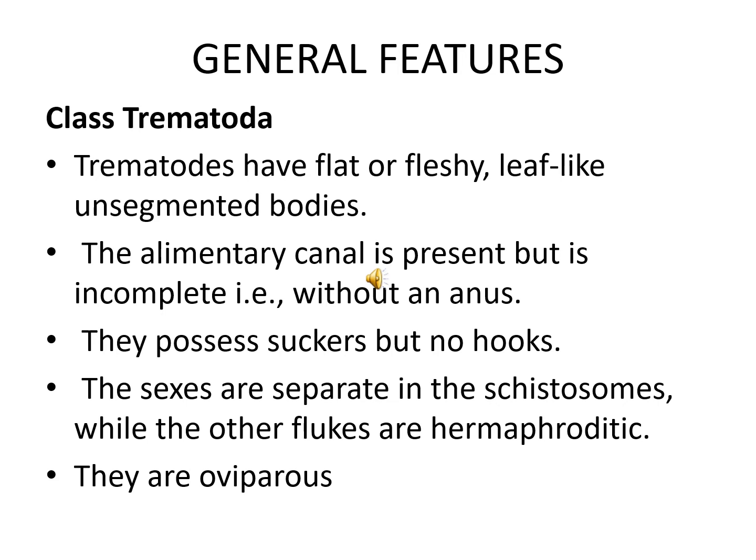So next is trematodes, and the morphology is a flat leaf-like structure, and it has unsegmented bodies. Alimentary canal present but incomplete. No anus. Possess suckers and no hooks. They are schistosomes where the sexes are separated, and some other flukes are hermaphroditic or monoecious where both sexes are present in one parasite, and they reproduce by laying eggs.